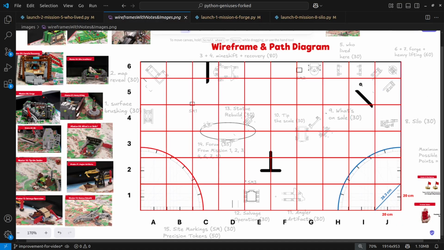Hi guys, in this video we're gonna look into how to do mission number 5 and we'll go over the code, how to complete that. So mission number 5 is who lived here, which is this one.